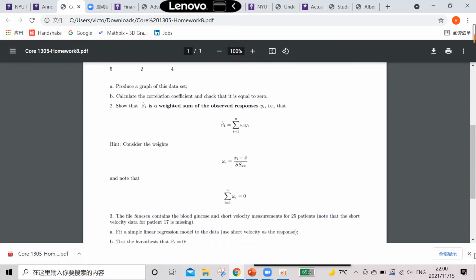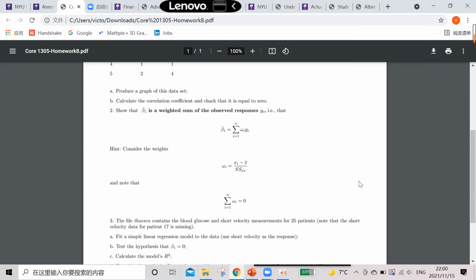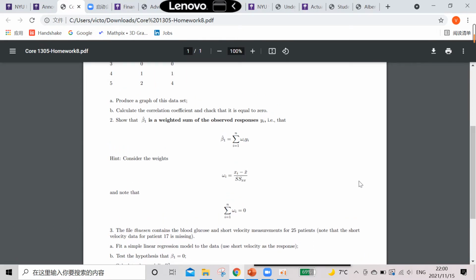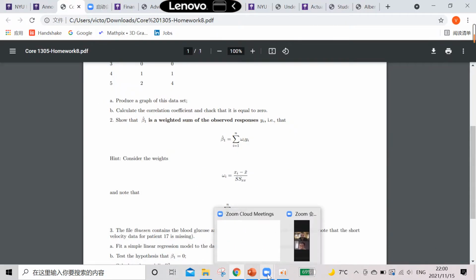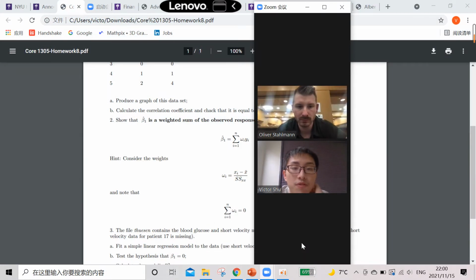Oh, yeah, I have it right now. So I think first we should consider how to calculate the beta 1 using the formula provided in the class. What is beta 1 hat? Right, basically that's the slope of your regression model. Your regression is y equals beta 0 plus beta 1 times x. So beta 1 is basically the slope of your regression model. How do you calculate beta 1?